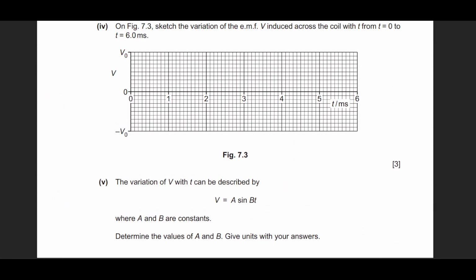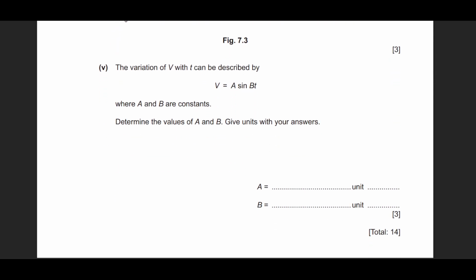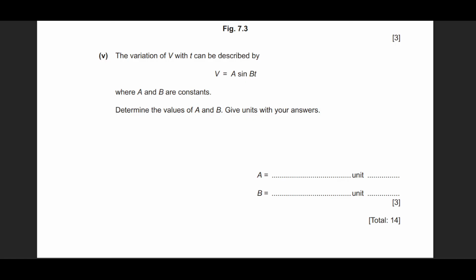So I've already drawn this question on the next page, so I'm not doing this again. He says the variation V of t can be represented in this way. We have done this in simple harmonic motion as well. So it says give me an equation where A and B are constants, determine the values of A and B, and give units for your answers.